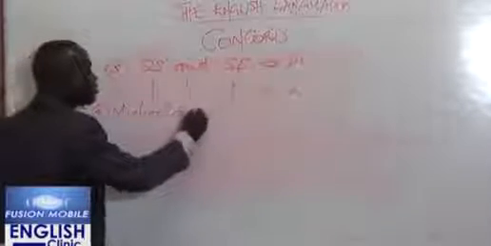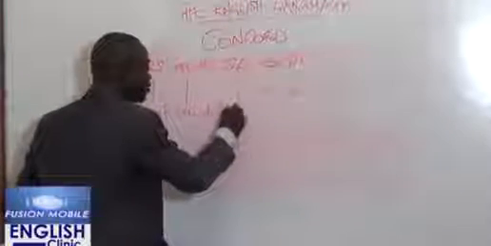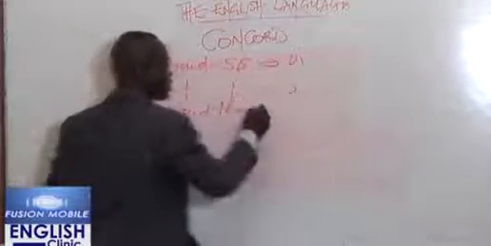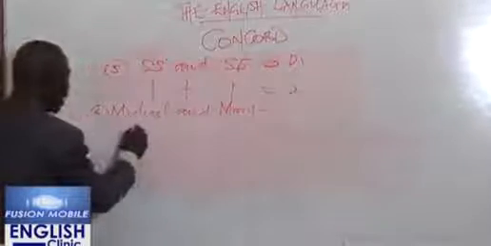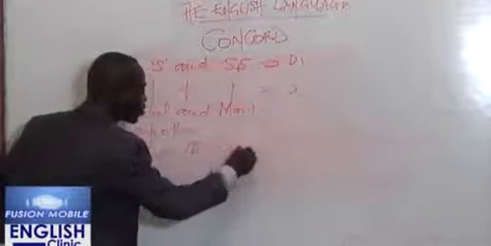Let's look at the example. Example A. Michael and Mary dash each other. A, love each other. B, loves each other. Michael and Mary dash each other.